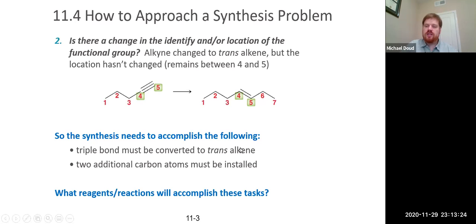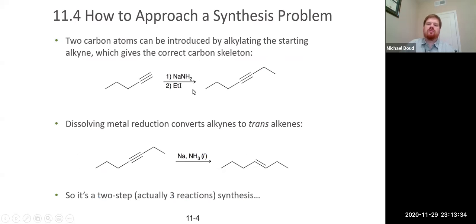Converting a triple bond to a trans alkene, hopefully this is fresh on your mind. That would be the metal reduction, right? So sodium in ammonia. This is basically what I was just telling you here. To introduce the 2 carbon atoms, first deprotonate the terminal alkyne, and then add ethyl iodide or ethyl bromide, any alkyl halide that has the ethyl group on it. Then, to go from the alkyne to the trans alkene, use your dissolving metal reduction, or sodium in ammonia.